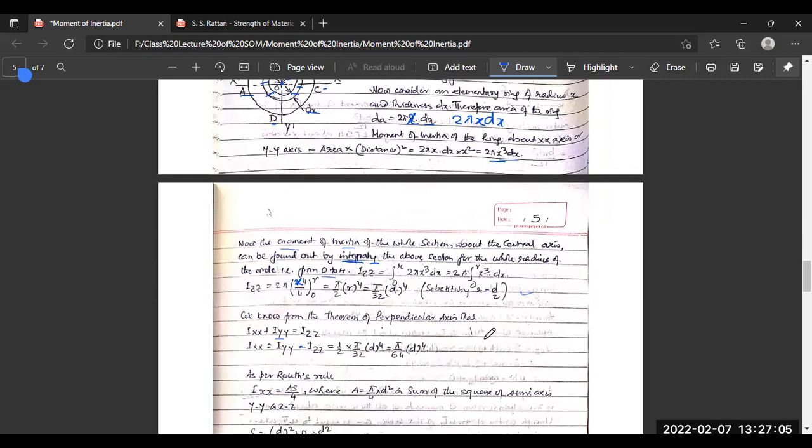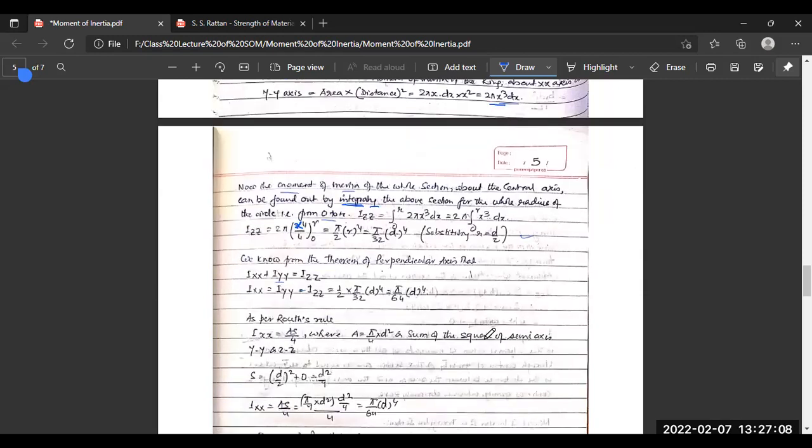Now we know the theorem of perpendicular axis. In a three-dimensional coordinate system, we have the x-axis, y-axis, and z-axis. On a piece of paper, say the x-axis and y-axis lie in the plane, and perpendicular to it, at the origin O, is the z-axis.